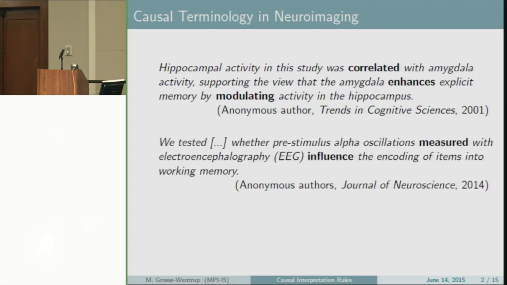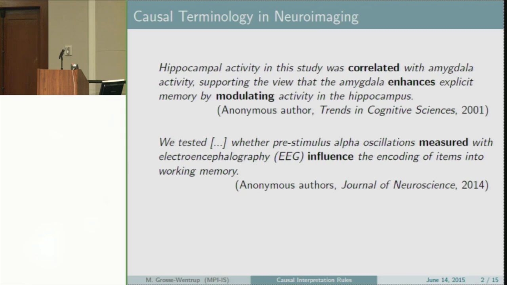Here's another quote from the Journal of Neuroscience from last year. "We tested whether pre-stimulus alpha oscillations measured with EEG influence the encoding of items into working memory." I think there's an abundance of such examples in neuroimaging studies, and I'm sure all of you have read sentences like these in the discussion sections. And I think this illustrates two things. First of all, people want causal explanations. They want mechanistic explanations. They want to be able to say the amygdala enhances a cognitive state, explicit memory, by modulating activity. Yeah? So they want causal interpretation rules.